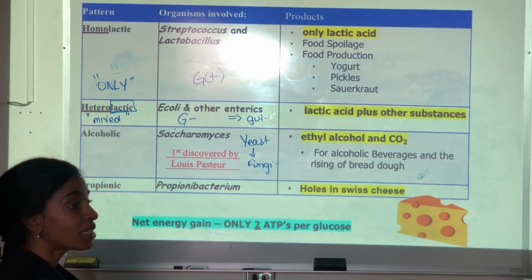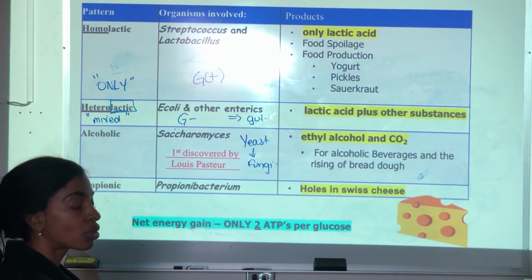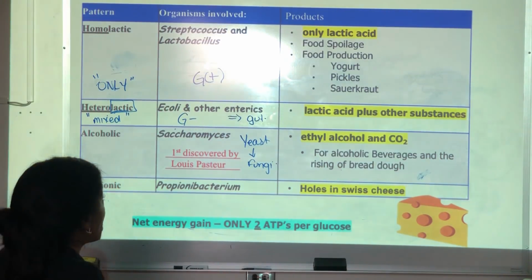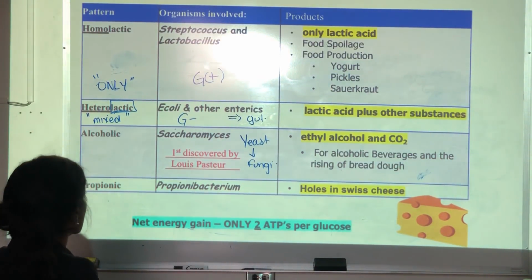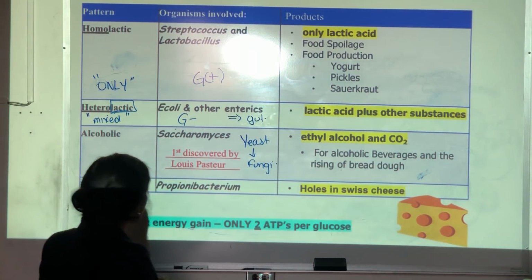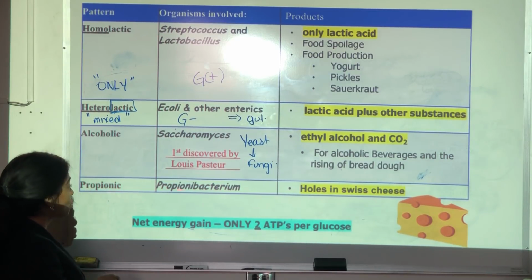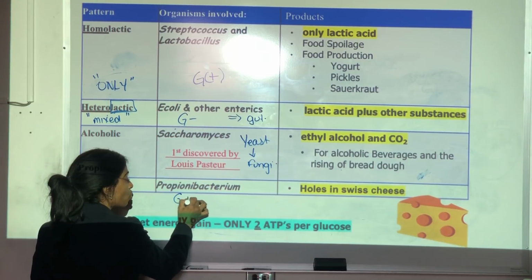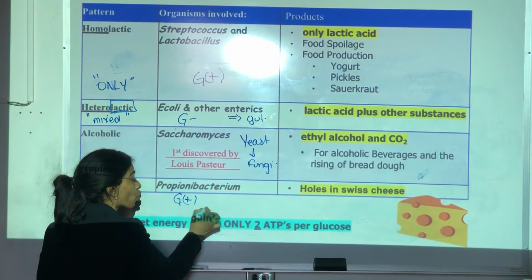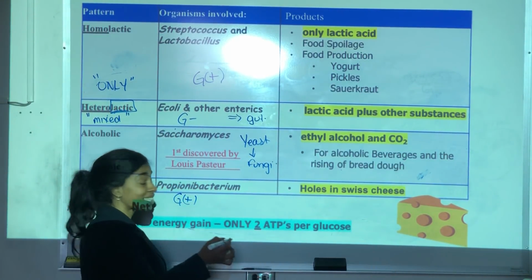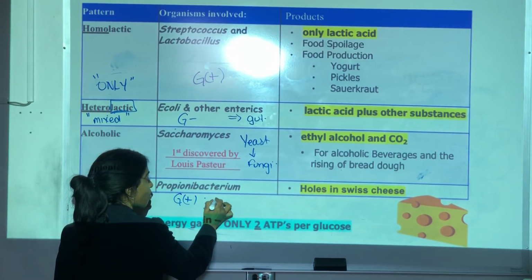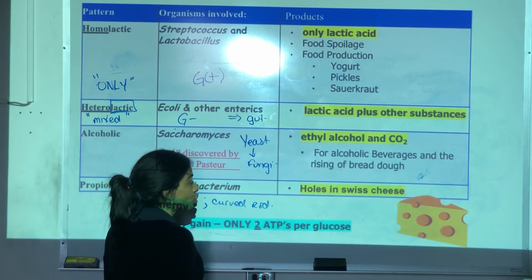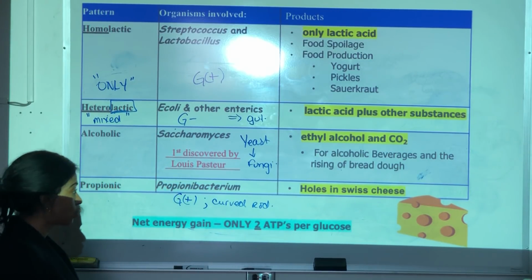So when you're fermenting a certain product, or a certain material, you're making food, you want to know what you're trying to make. You can't just use any fermenter. You have to use a specific fermenter. Propionic fermentation is done by Propionibacterium. This Propionibacterium we'll talk about more on the second exam. But this is a gram-positive curved rod, and is going to make the holes that we see in Swiss cheese.